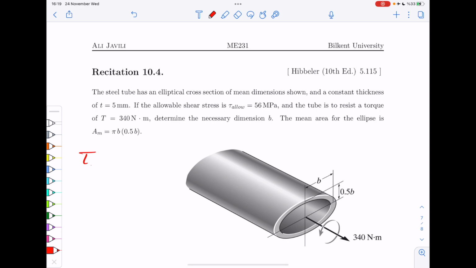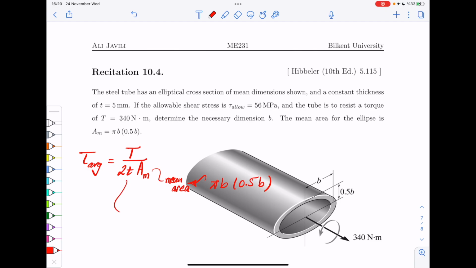So if you remember, for these sort of problems, we say tau average is related to T by the formula here, T divided by 2 t Am, and Am was the mean area, which in this example, you actually know, it's pi times B times 0.5 B. So as you can see, Am is a function of B. Thickness is given, is 5 millimeters. T is 340 Newton meter.